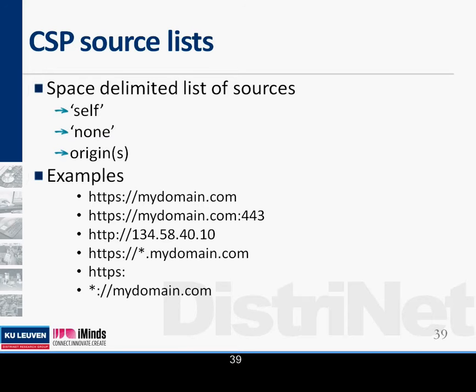Origins can be presented in different ways. So we had already the scheme, domain and port. This is the traditional representation of an origin. You can omit a port. You can use IP addresses. You could have wildcards for subdomains. You could have wildcards for the scheme. And you could even say, I only want to specify the scheme, which might be an interesting enabler that we will see later on, to say, I only want to have secure content being included in my page.